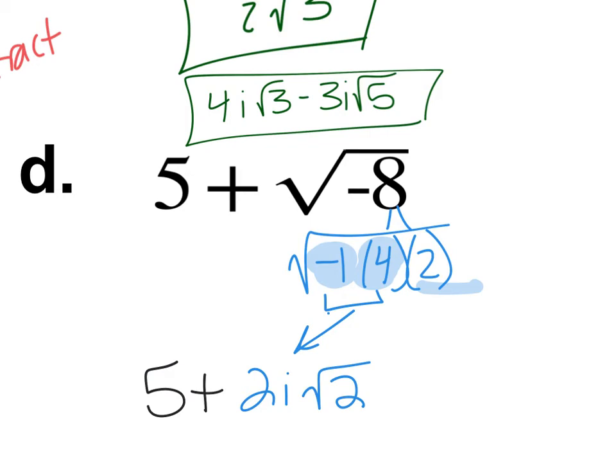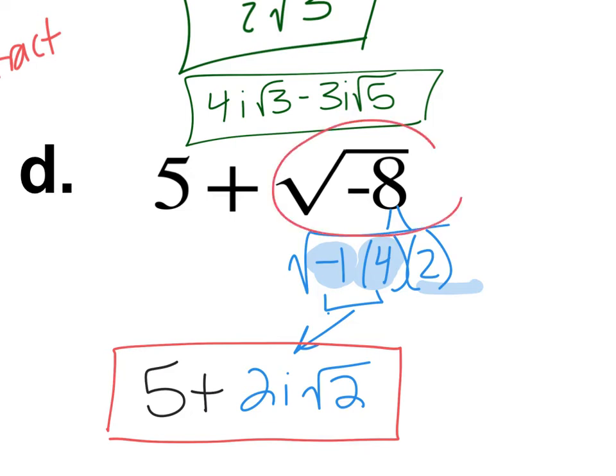They're not like terms. The 5 is a real number. The 2I root 2 is an imaginary number. So in this case, all we had to do was simplify the square root of the negative number, and we're done.